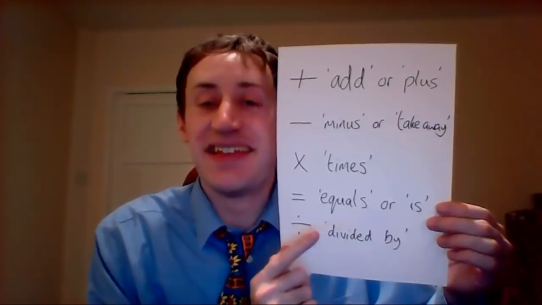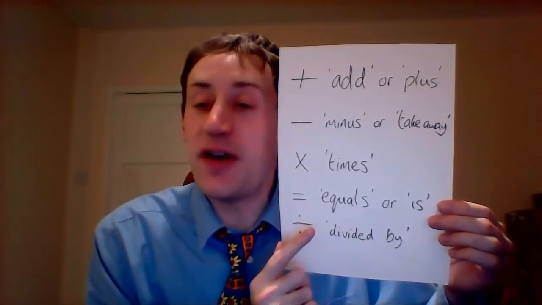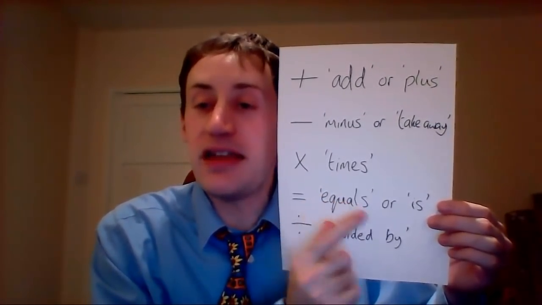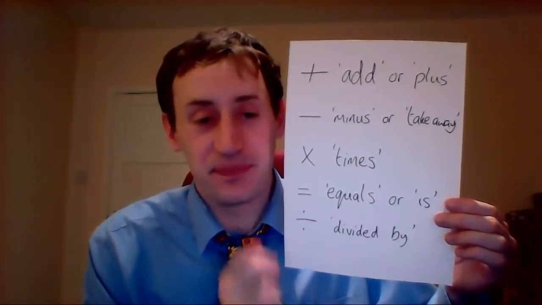Divided by. Number divided by number equals number. Those are your symbols. Now I'm going to practice some basic sums with the vocabulary as well. Please read the captions or check the notes in the description to read with me.